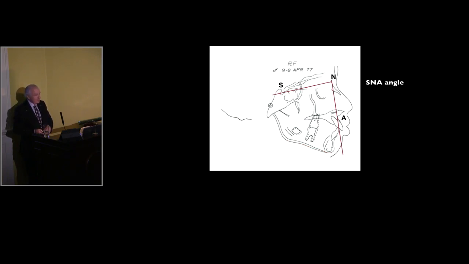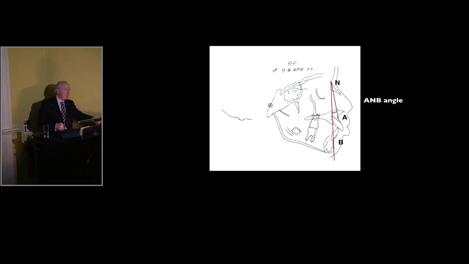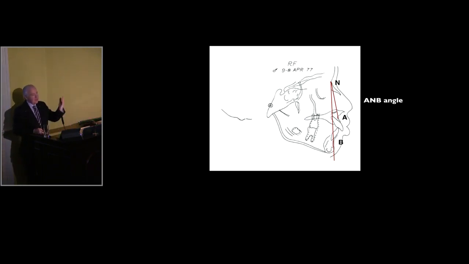SNA, SNB, and ANB. So what would be skeletal 1? What would the ANB angle be? Normal. What's normal? About 2. What's abnormal? What would be a class 3? 0 or a minus value. And what would be a class 2? 4, 4 plus. Okay? So that gives you the skeletal pattern. So if you're given a cephalometric and you're asked to trace it and then measure it, those are the points that you need.